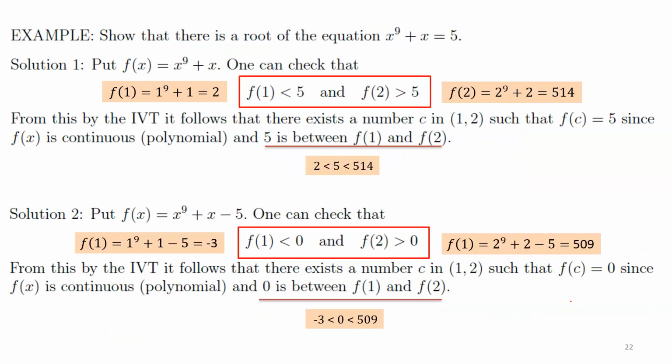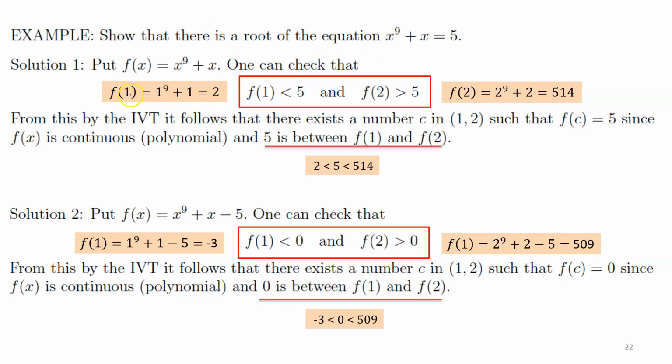And then this is the next example. Okay, it says show that there is a root of the equation. So it's the same. It asks you to show, to prove that there is a root of the equation. Okay, so this one is your function. You check it.